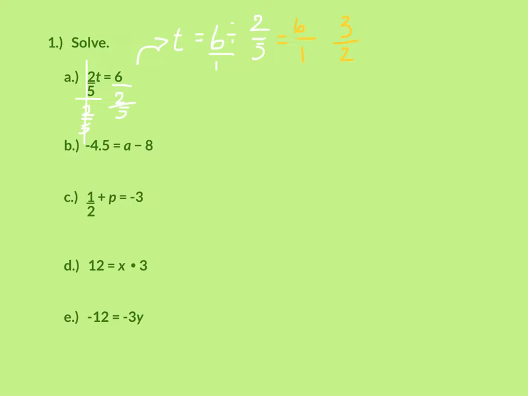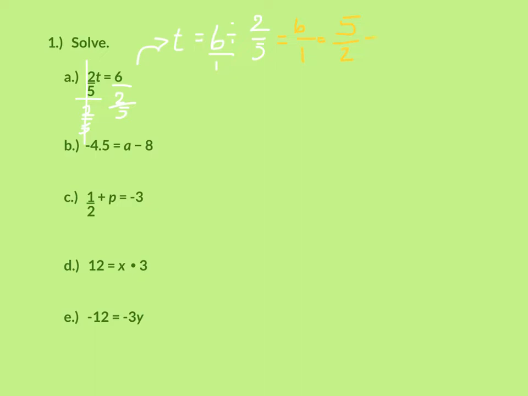So, oh, whoa, I changed that to a 3. Wait a second. Let's fix this first. This is not a 3. Glad I caught that before we went too far. That is a 5. Okay, now we multiply.